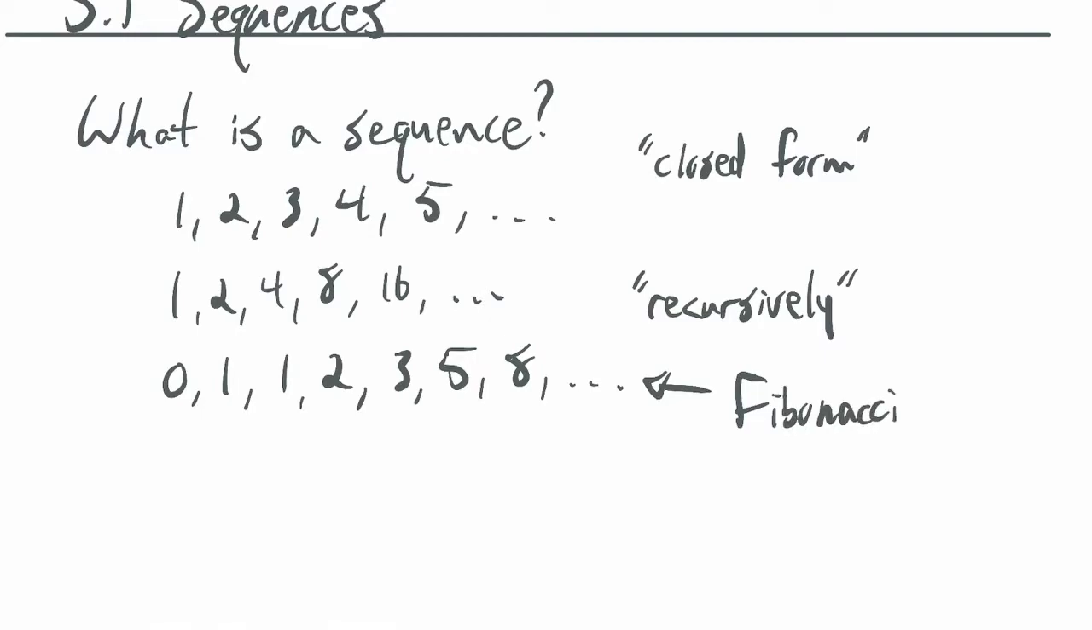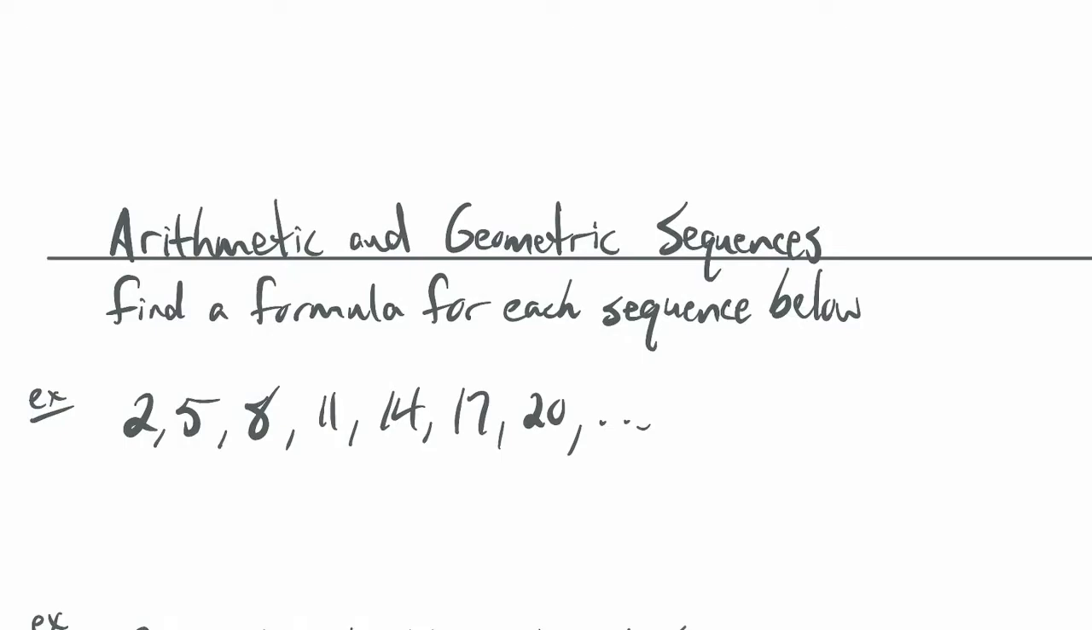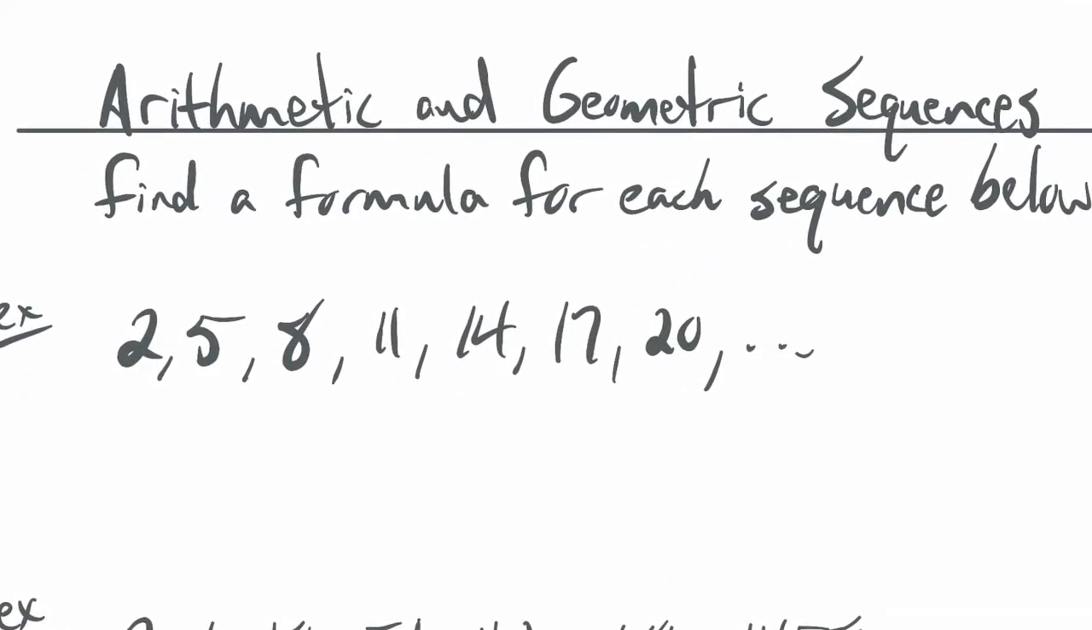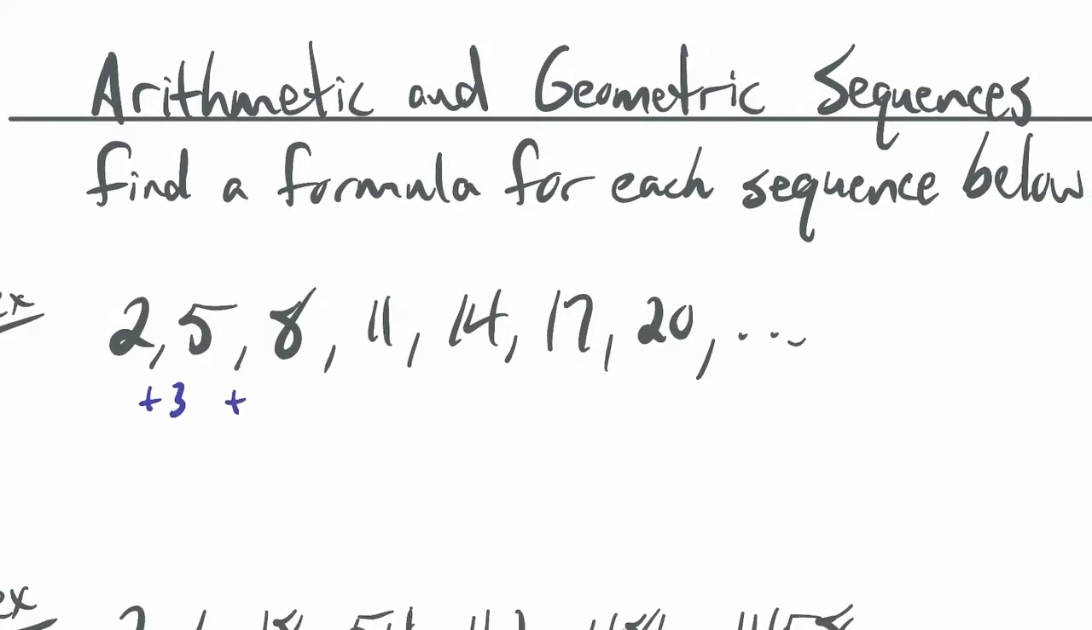So it obviously has a name, so it's pretty important. Let's look at this sequence: 2, 5, 8, 11, 14, 17, 20. Now you might notice that to get from 2 to 5, I add 3. To get from 5 to 8, I add 3. So you could say recursively, you add 3 to the old number to get the new number, which would be correct.